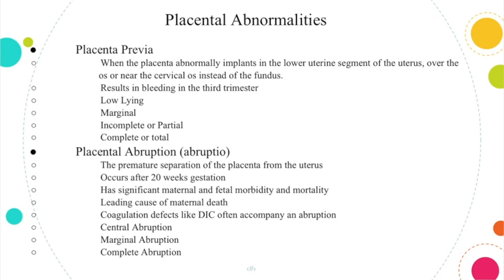A placenta previa is simply the placenta attaching to the uterus in the wrong spot. The normal place for the placenta to be is posterior fundal. When you have a previa, the placenta is attached to the lower uterine segment, over the cervical os or near the cervical os. It results in bleeding in the third trimester, so not the whole pregnancy, and these are the different kinds of previas you can have, and I'm going to go over those with you.